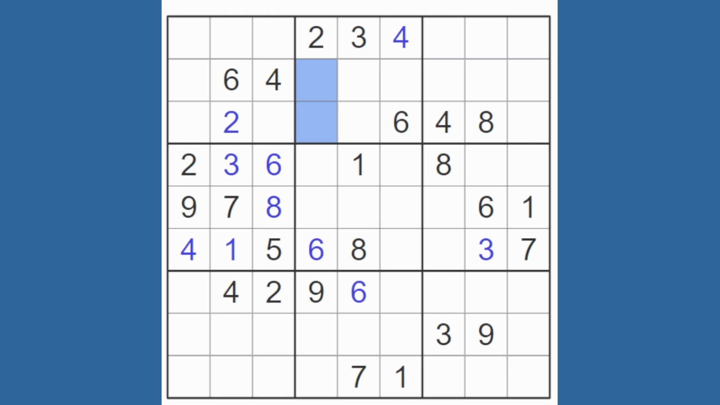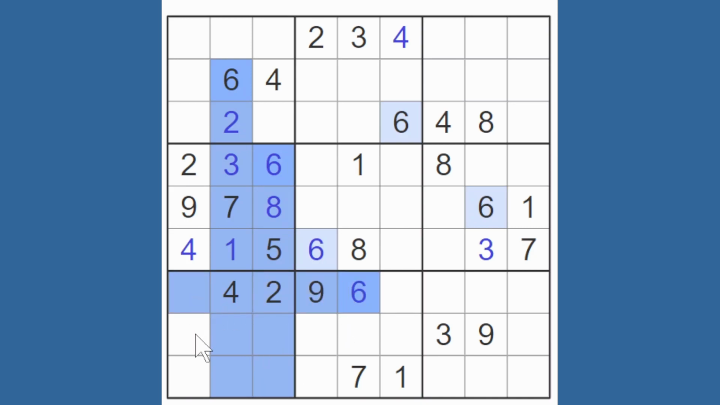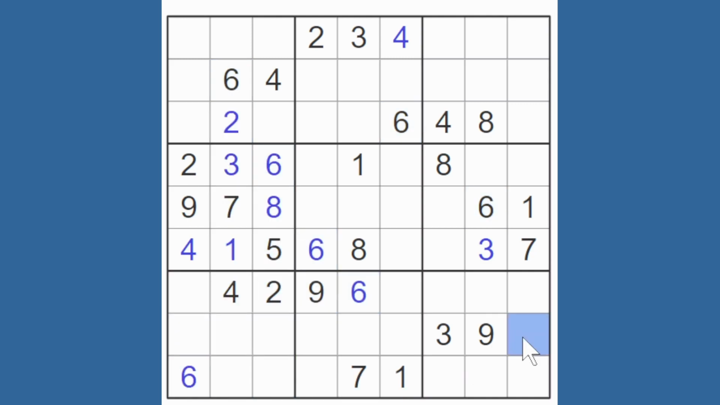I believe I have found a 6 for this square here, and this is how it goes. The 6 blocks down, and this 6 blocks down, and this 6 blocks over, and this square is a 1 or a 7. Therefore, this is a 6. And now this square must be a 6, and so must this. So all the 6s have been found now.